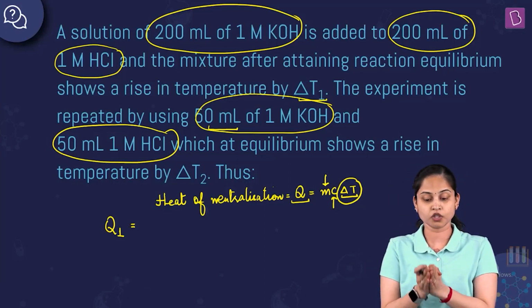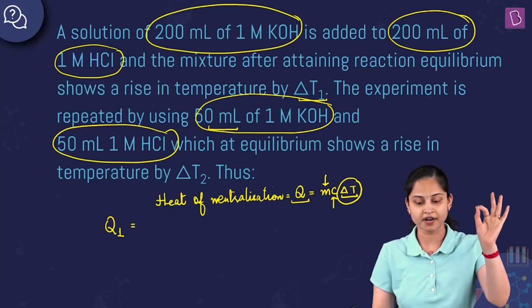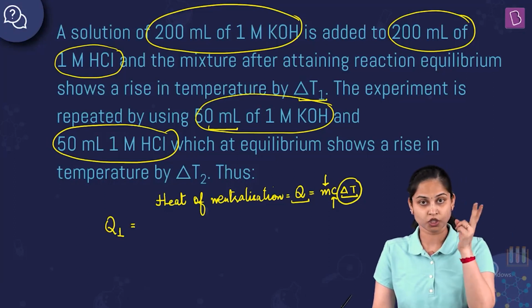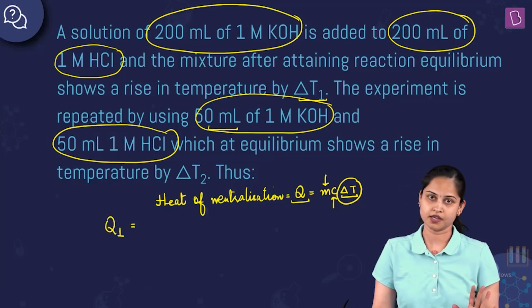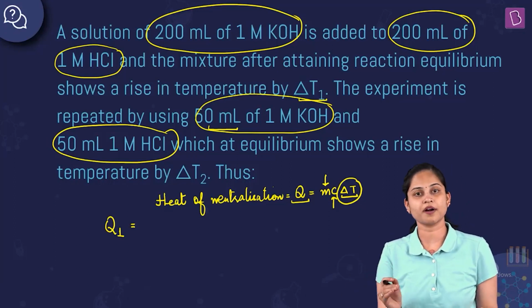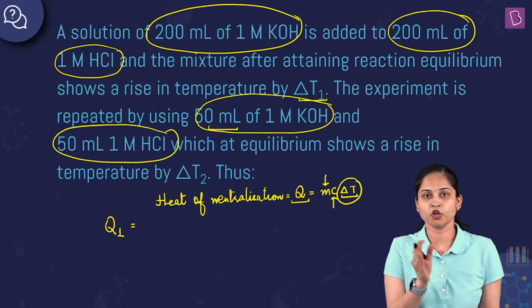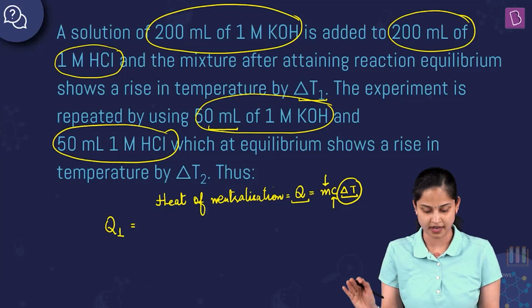So here, the total volume of the solution for the first process will be 200 ml of 1 molar KOH and 200 ml of 1 molar HCl. So the total mass becomes equal to 400 grams. Is it clear or not? Yes. So 200 plus 200 is equal to 400. I just told you that the volume is considered to be the mass of the solution, so it will be 400 grams.